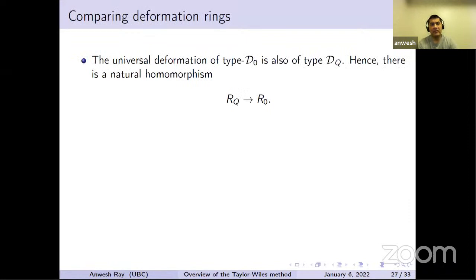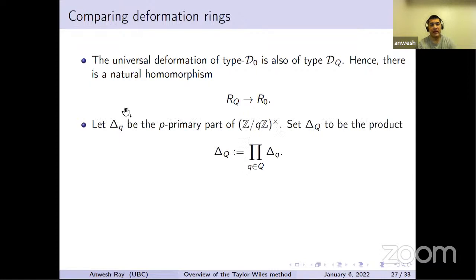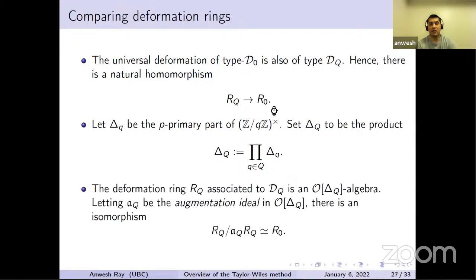And how is it related to the minimal deformation ring? There's actually a very nice relationship here. We let Delta_q be the p-primary part of (Z/qZ)^×, for Taylor-Wiles prime q. And then let Delta_Q be the product of all these groups, Delta_q. And now there's the map from R_Q to R_0, which comes from the universal property. So what exactly is this map? First of all, it can be shown that R_Q is an O[Delta_Q]-algebra. So not only is it an O-algebra, but it also admits an action of Delta_Q.